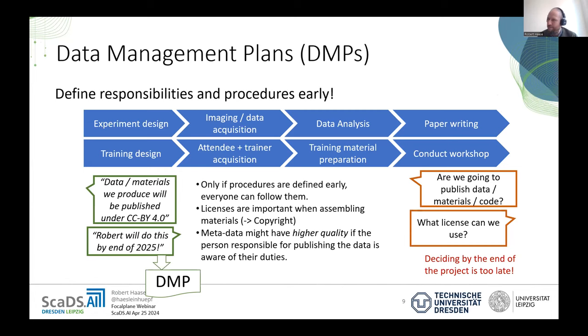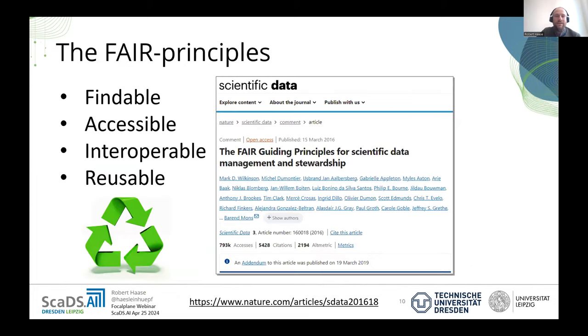Also, I would claim, even though I do not have numbers for this, that if at the beginning of a project it's decided that I have to publish something by the end, I will also spend more time making the materials better. So I would argue that the quality is higher if I know that in 2 years this thing will be online and my name will be written on it. So that brings us to the FAIR principles.